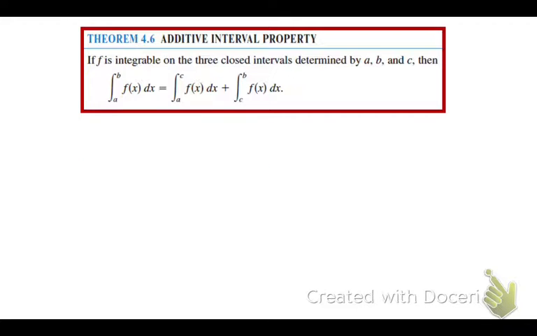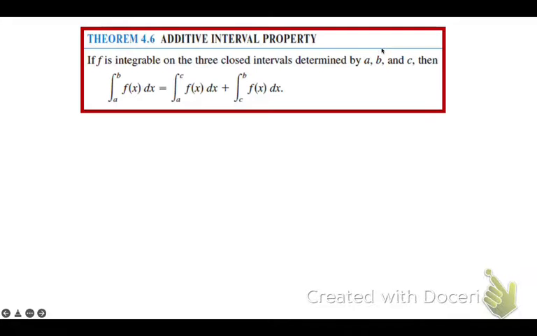Okay, the next rule. If I have the integral over 3 closed intervals, a, b, and c, then the integral from a to b works only if c is in the middle between a and b. Okay? So then I could take it from a to c and add it from c to b. Make sense? I can cut up the interval into 2 things and add them together.